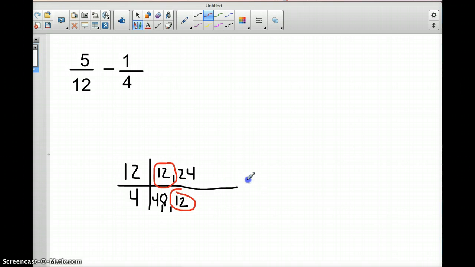So our LCD of 4 and 12 is 12. And what that tells us is that we are going to turn this fraction and this fraction into having a common denominator of 12.